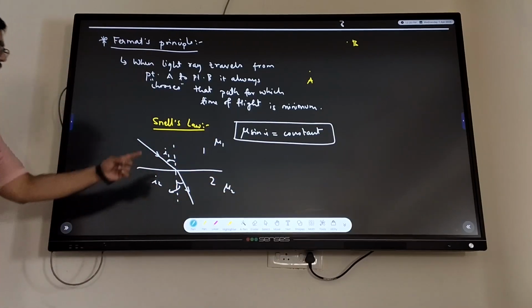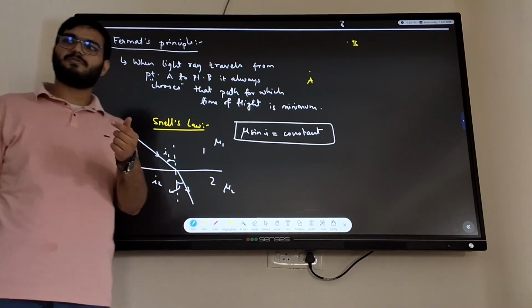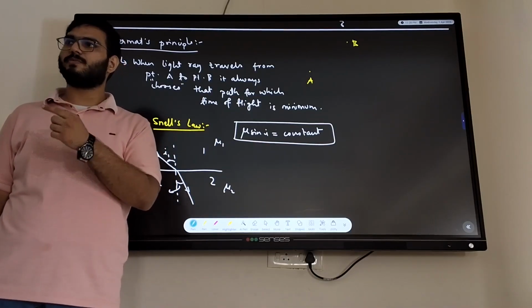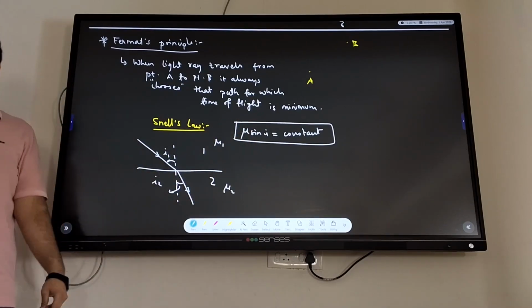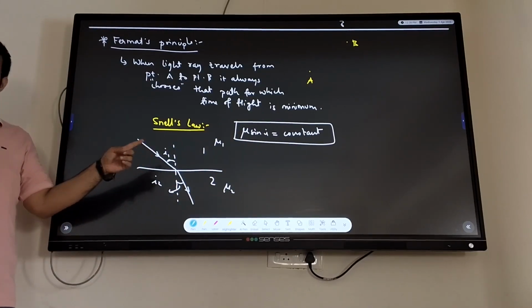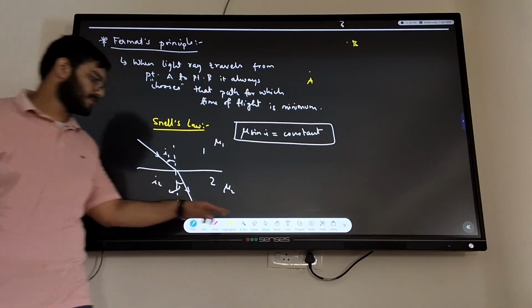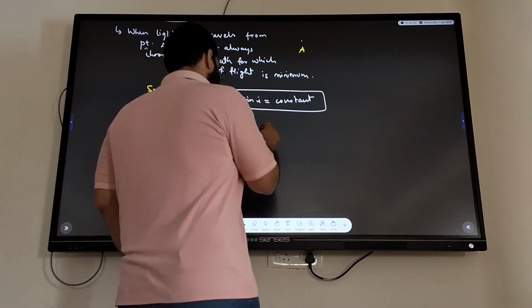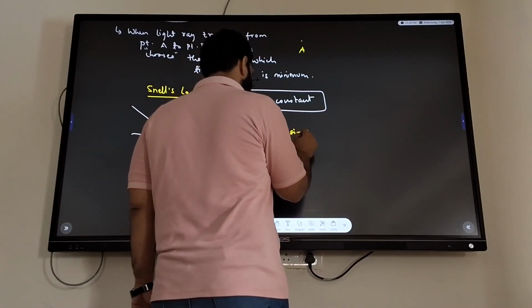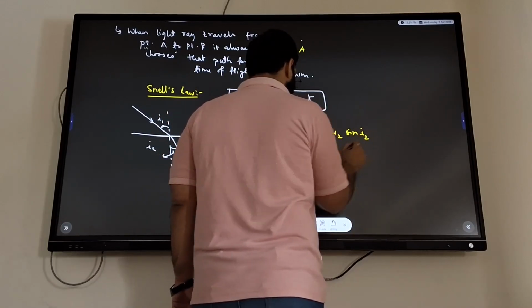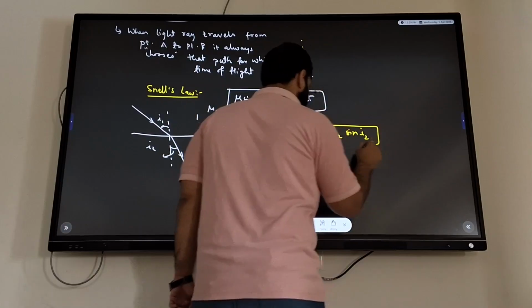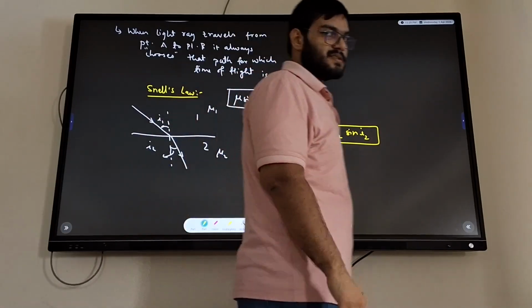Then what is Snell's law telling? By the way, if PV is equal to constant, that means P1 V1 is equal to P2 V2. Yes, sir. So if mu sin I is a constant, that means mu1 sin I1 is equal to mu2 sin I2. This is the law: mu1 sin I1 is equal to mu2 sin I2. Do you understand?